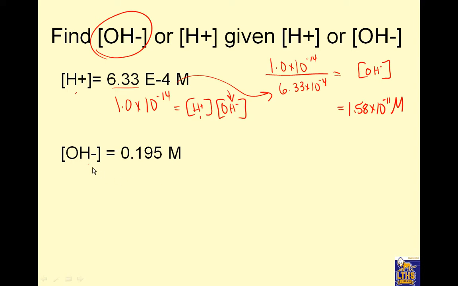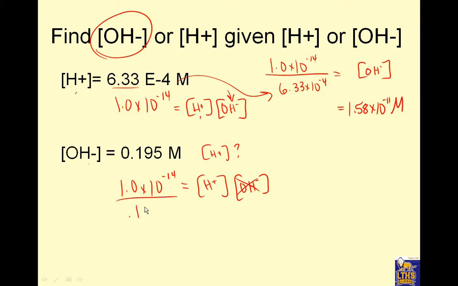All right, now I have hydroxide. I want hydrogen ion concentration. So then I say 1.0 times 10 to the negative 14, that's our Kw, is equal to this. So see these formulas? Write them down every time, and then use them, and I'll see what you're doing with them, so I know what you're doing. Then I just need to divide by 0.195. And I get the hydrogen ion concentration is 5.13 times 10 to the negative 14th molar.